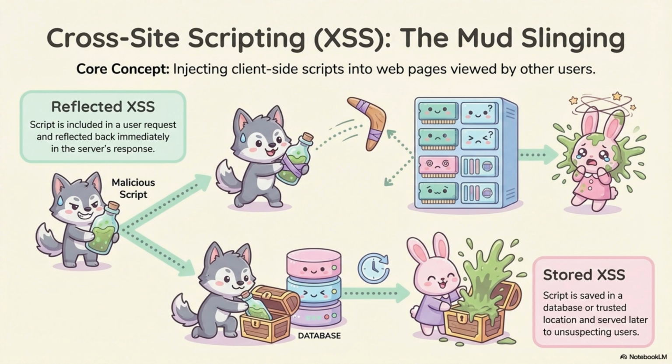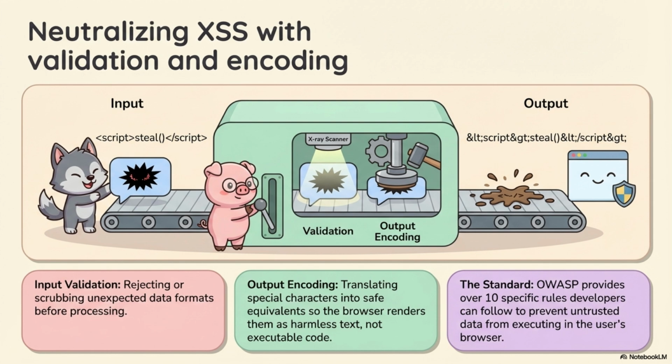Developers should ensure that untrusted data is never executed as code in the user's browser. Security frameworks and encoding libraries can sanitize HTML and script content before it is rendered. The wolf may try to hide his script inside a harmless-looking comment field, but with proper validation and encoding, his tricks are reduced to harmless squeaks in the mud. OWASP includes more than 10 rules that developers can follow to prevent XSS attacks.